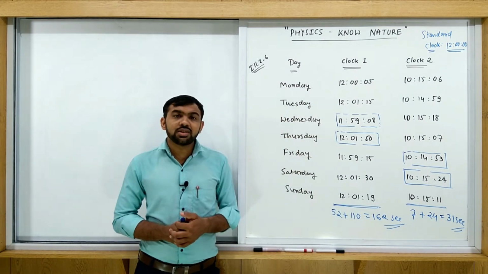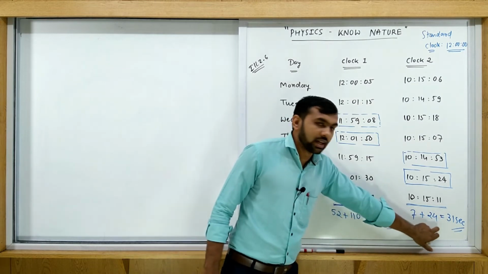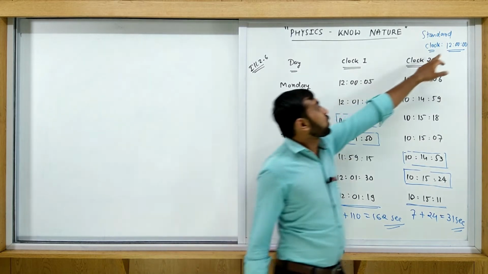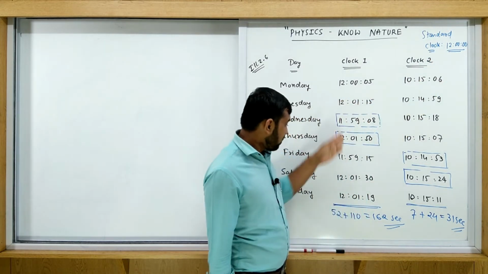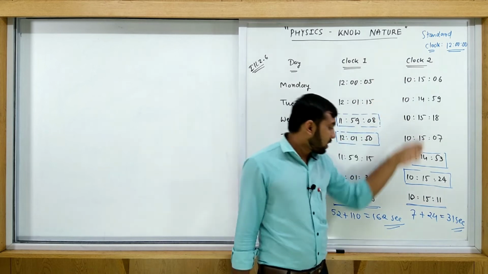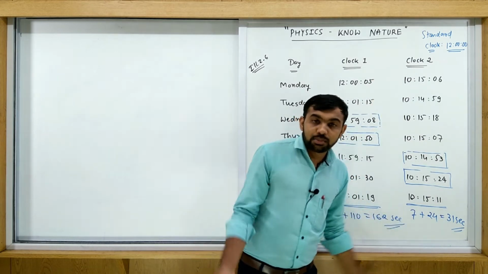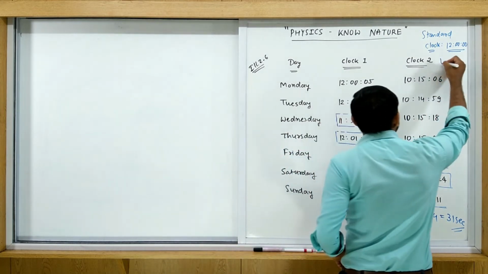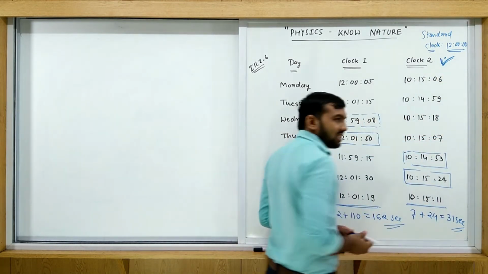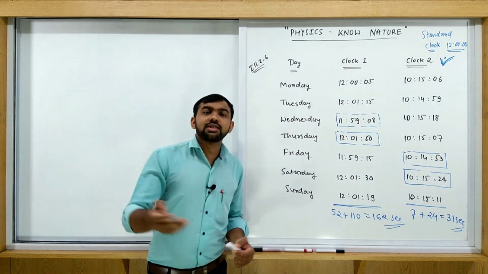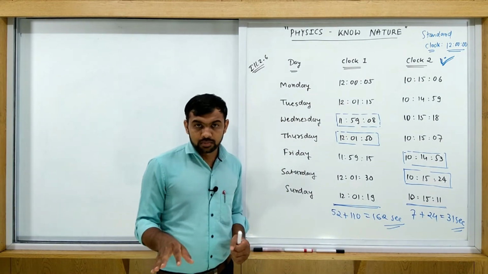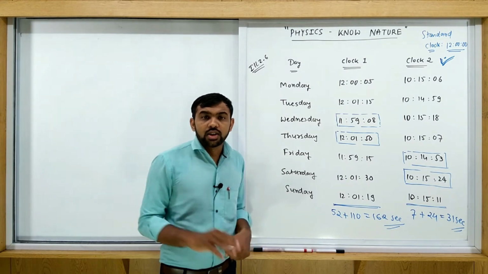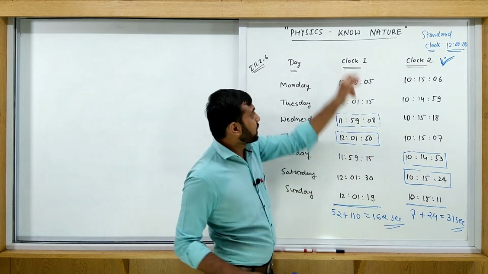Which is more precise out of these? We can say that this is more precise. Actually, this other one is more accurate, as all the readings are near to 12 o'clock. So this clock is more accurate and this clock is more precise. And as per our example, what do we want? More precise. So clock 2 is preferred, because zero error is easily eliminated from any measurement.